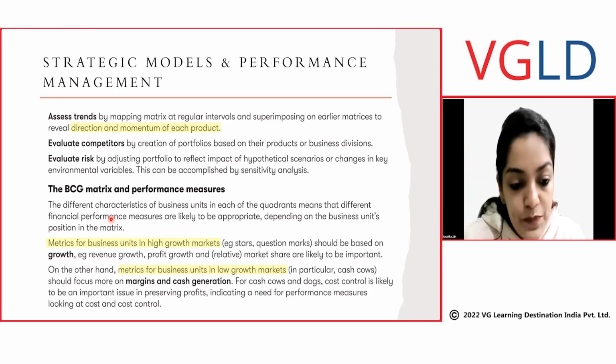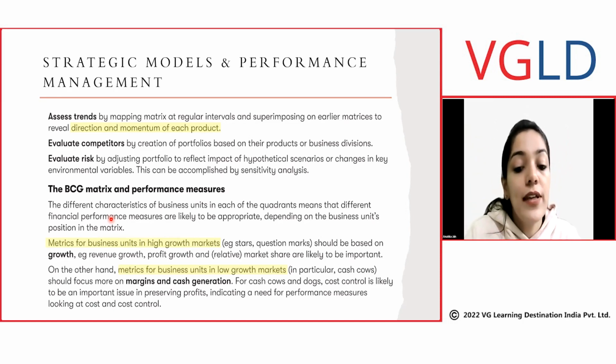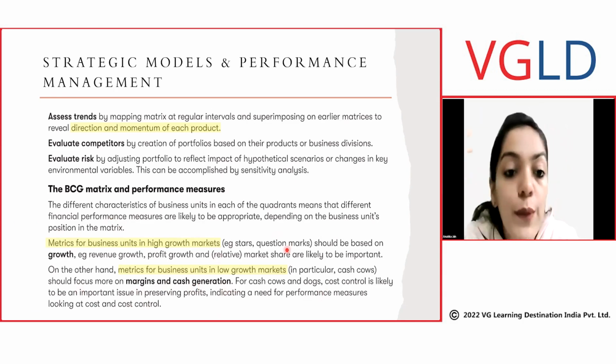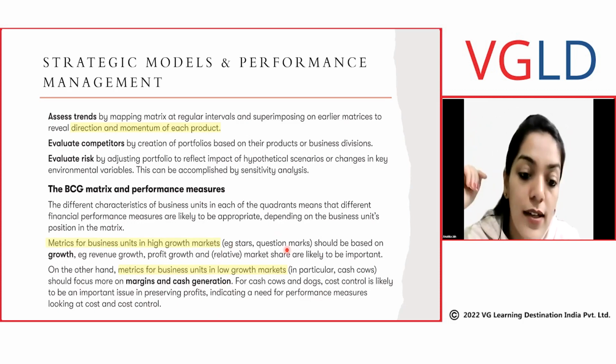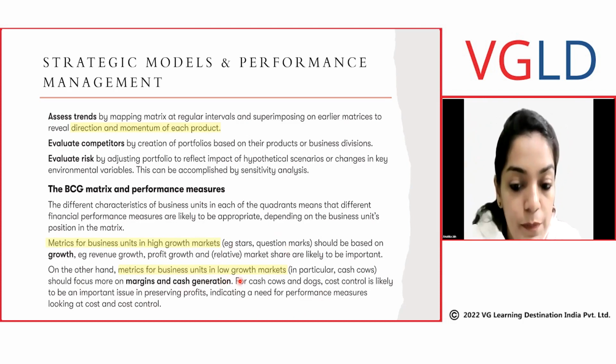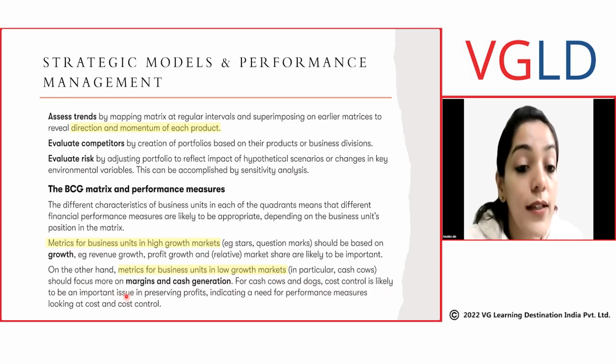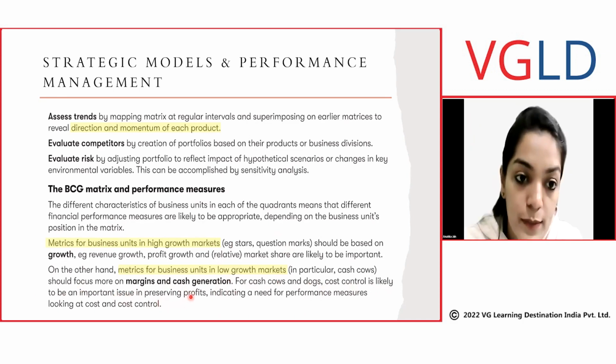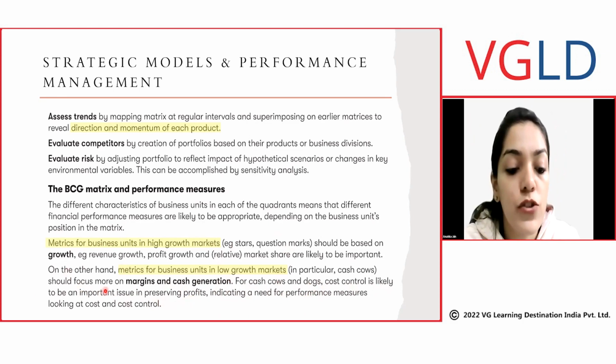Then next is metrics for business in low growth markets. In particular, cash cows should focus more on margins and cash generation. When you are going to measure the performance of a cash cow, what will you measure? How much cash is it generating? So it should focus more on margins and cash generation. For cash cows and dogs, cost control is likely to be an important issue in preserving the profits, indicating a need for performance measures looking at cost and cost control.